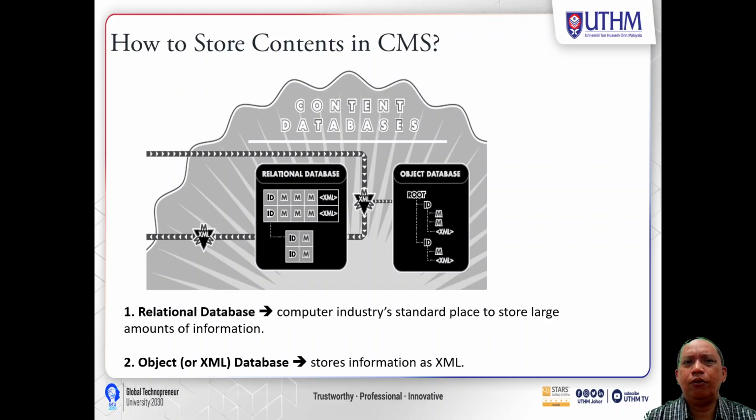So how do we store content in a CMS? We have a typical relational database, the computer industry standard place to store a large amount of information, or maybe we are using an object database. In this way, most of the time you're using XML. Remember what we discussed in metadata, how we organize this. So if you can see, this is the object database, and this is the relational database.